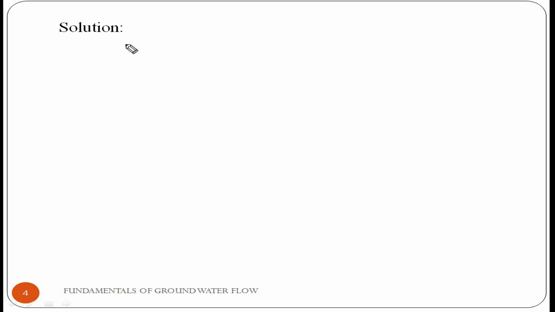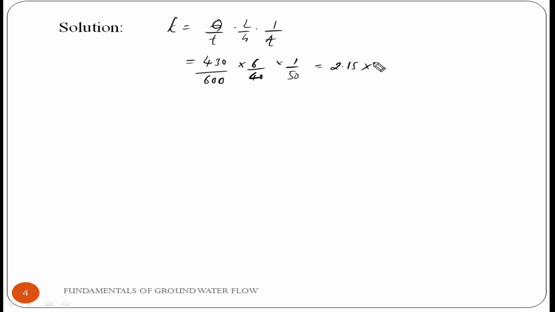So now, based upon the data, the equation required here is the constant head equation, that is K is equal to Q by t into L by H into 1 by A. The data given here: 430 ml discharge, Q value, and the time in seconds is 600 seconds. Length of the specimen is 6 and head is given as 40, into cross section area 50. So K value is coming around 2.15 into 10 to the power of minus 3 centimeter per second.